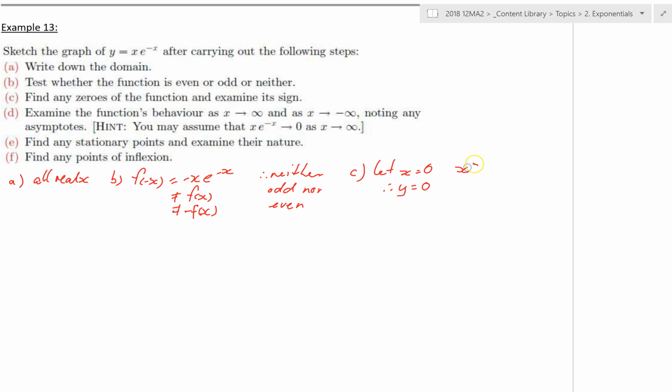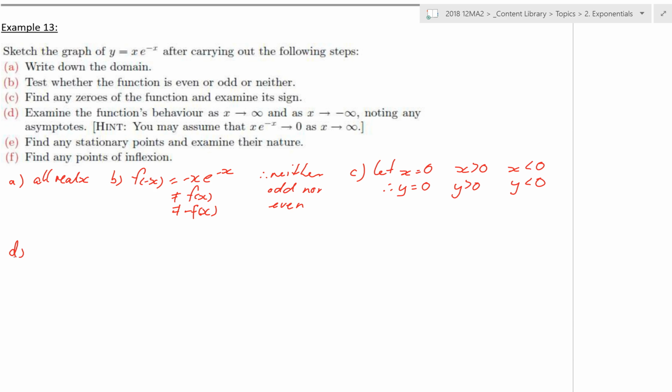If x is greater than 0, what happens? I have a positive number raised to some power. Doesn't matter, it's just going to be small. I get a positive number. If x is negative, I get a negative. So if x is greater than 0, y is greater than 0, and if x is less than 0, y is less than 0. So we know that this function is going to pass from the third quadrant up into the first. Third and first. Okay, move along to D.